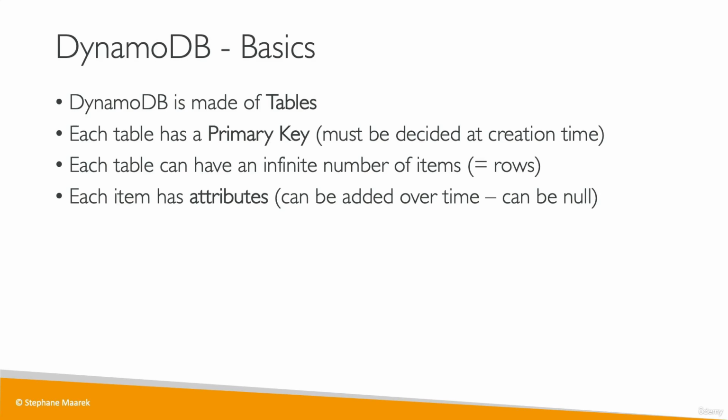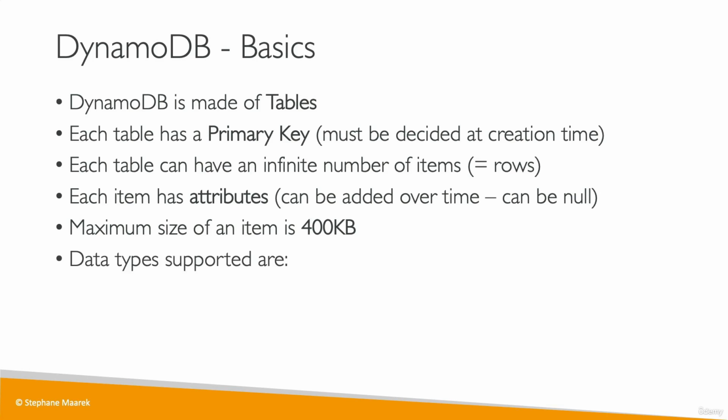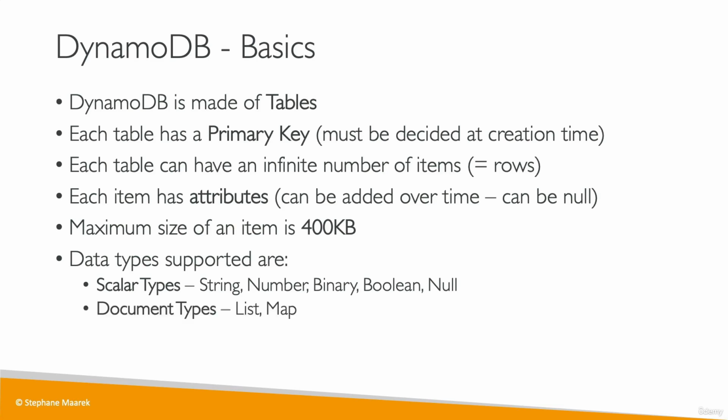But these attributes can also be nested, so it's a bit more powerful than columns. And they can be added over time. You don't need to define them all at creation time of your table. And some of them can be null. So it's completely fine for an attribute to be missing in some data. Now, each item or each row will have up to 400 kilobytes of data, so it's a limitation. And data types supported are going to be scalar types, so string, number, binary, boolean, and null. There's going to be document types such as list and map, so that gives you some kind of nesting capability, and set types such as string set, number set, and binary set.